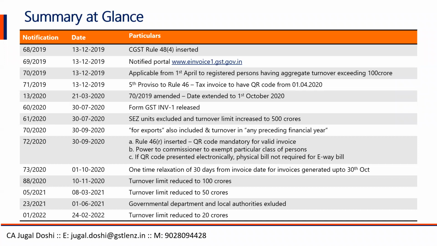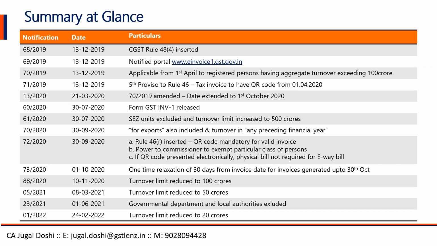Again, on 30th September, they inserted one more notification through which Rule 46R was inserted. QR code was made mandatory for valid invoice. Also, they gave power to the commissioner to exempt a particular class of persons. However, no such class of persons is yet notified. Also, they brought in an amendment regarding QR: if you have the QR code electronically, a physical bill is not required for e-way bill.